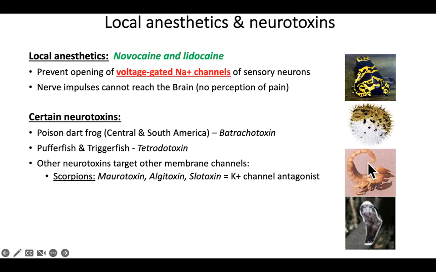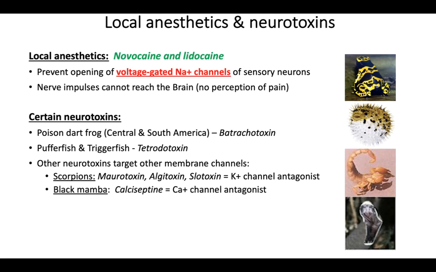This guy's a scorpion, right? They produce a potassium channel blocker. Same thing, if you're mucking with sodium channels or potassium channels, you could interfere with how neurons are functioning. And this is a black mamba snake, and they produce a calcium channel blocker. So a lot of our very toxic substances, their mechanism is based on blocking these ion channels that are required for neurons to function properly.